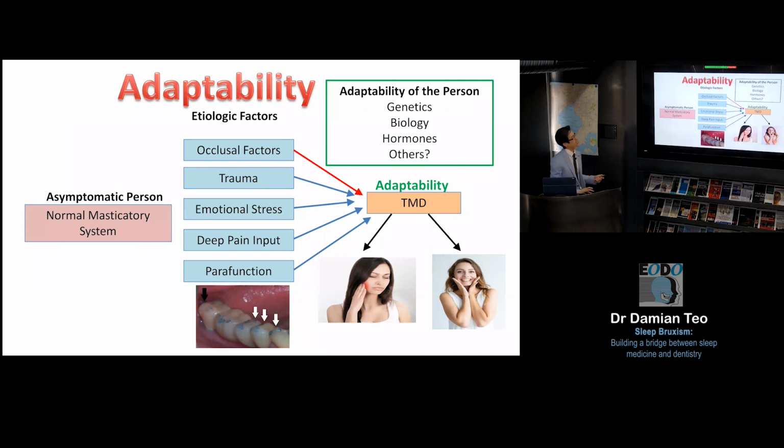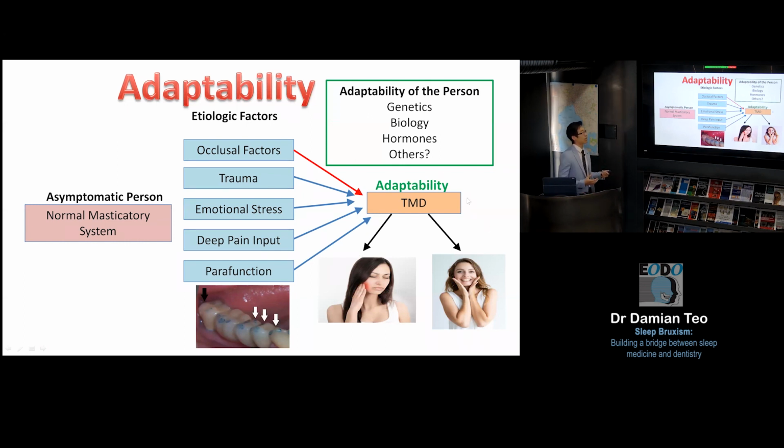So everyone has a certain degree of adaptability, and this is a concept Dr. Oakson teaches a lot about, which explains why some people will have TMD and some won't. Because we all have these different etiological factors that can cause TMD over time. We could have occlusion issues. We could have trauma, not just trauma to the face, but physical or emotional trauma. We could have emotional stress. We could have deep pain inputs, such as referred pain, or we could have parafunction from clenching and grinding. And all these etiological factors can cause TMD.